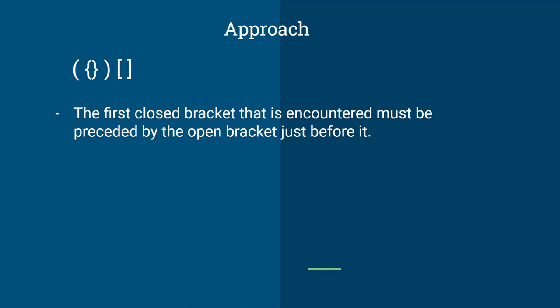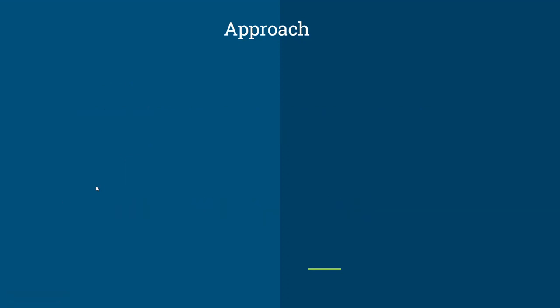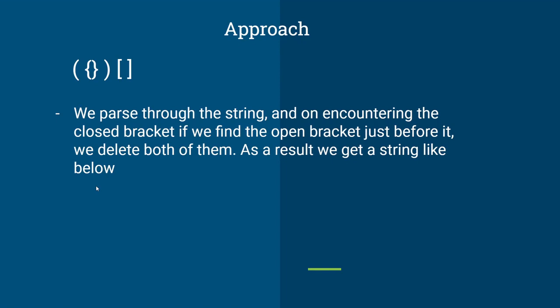The first closing bracket should have an immediate opening bracket of the same type, right? For example, in this case the first closing bracket has another kind of opening bracket before it, and that is invalid. If that's not the case, then the string is invalid. So we pass through the string, and on encountering the first closing bracket, we find the bracket just before it, and if it is the opening bracket of the same type, then both of them are removed from the string and the same operation is repeated on the string.